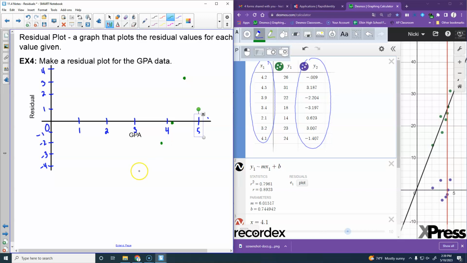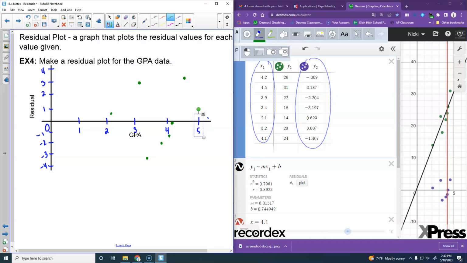And then let's see, did I just do 3.9? Yeah. 3.4 and -3.197, so maybe about right here. 2.1 and 0.14 is just a little bit positive right there. 3.2 and 3.007, so right here. And 4.1 and -1.407, so about here.